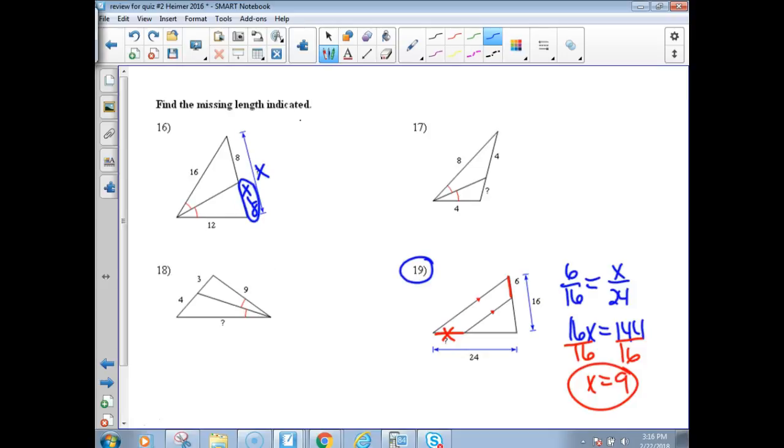Okay, now I can say 16 is to 12 as 8 is to x minus 8. That's how I think most of you were going to do the problem. Okay, so that would give me 16x minus 140, wait, what is that? 80 plus 48, 128 equals 96. We would add 128.